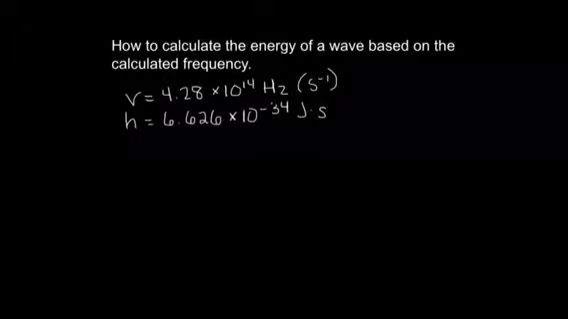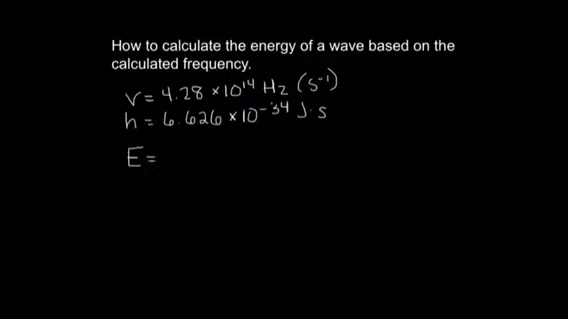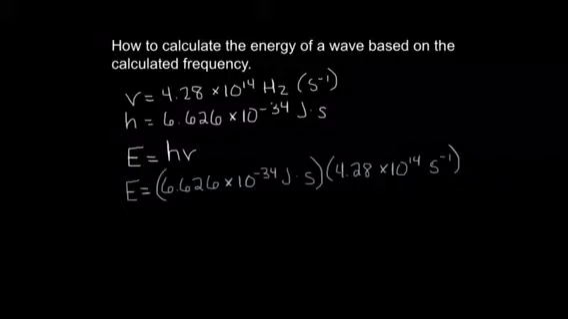To calculate the energy of the photon, you're simply going to take energy is equal to Planck's constant times the frequency at which the electromagnetic energy is traveling. When we set that up, we have 6.626 times 10 to the negative 34th joule seconds times 4.28 times 10 to the 14th seconds to the negative 1. Our seconds cancel out, and we're left with just joules, which is the units that we want for energy.